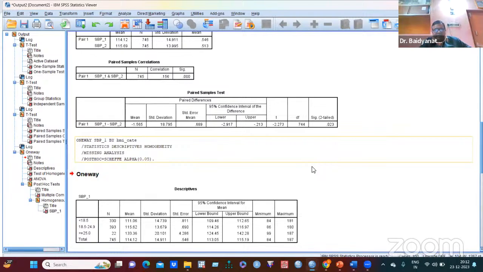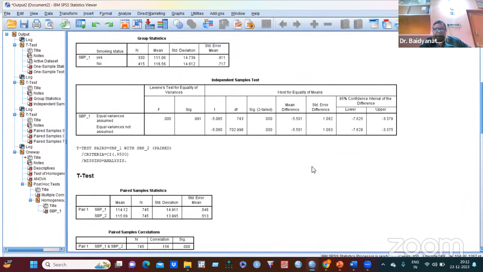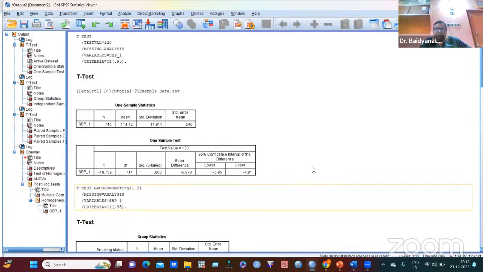Apart from that, there is two-way ANOVA also. We apply two-way ANOVA if you have more than one independent variable, 2 independent variables, not one. If you have 2 independent variables, that means 2 categorical variables, then we can apply two-way ANOVA. So how to perform the two-way ANOVA? Check here.